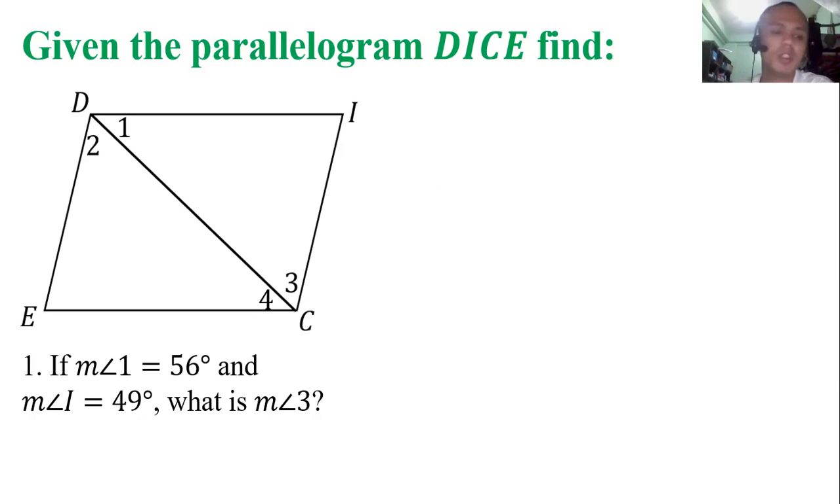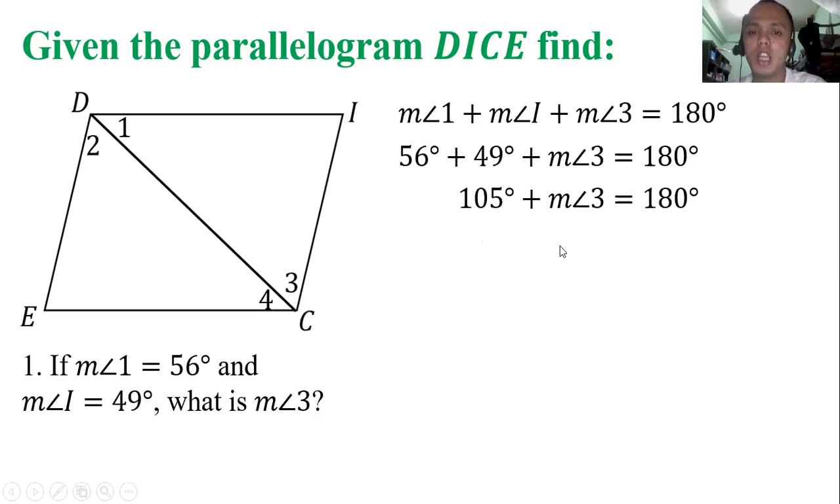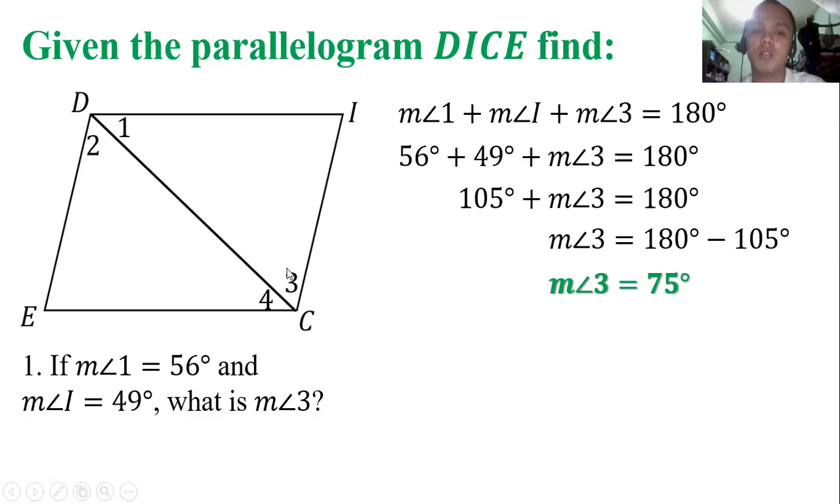Now, for number 1, if measured angle 1 is 56 degrees and measured angle I is 49 degrees, what is measured angle 3? Nasa triangle DIC tayo, no? Here, measured angle 1 plus measured angle I plus measured angle 3 is equal to 180 degrees. Substitute your 1 to 56, your I to 49, your 3 unknown pa, no? Then 56 plus 49, that would be equal to 105. Then transpose it to the other side. Then we have measured angle 3 equal to 180 degrees minus 105. That would be equal to 75. So your 3 here is 75.